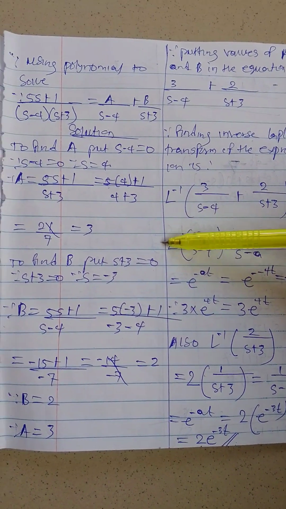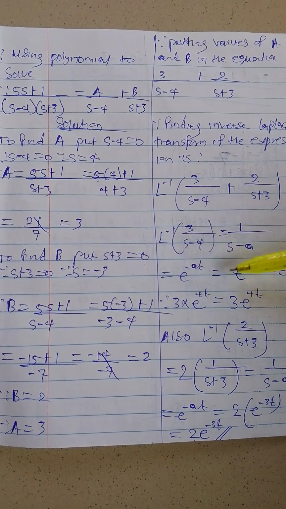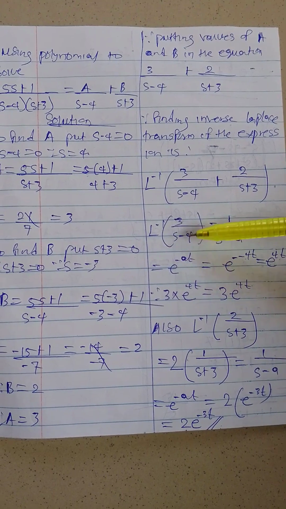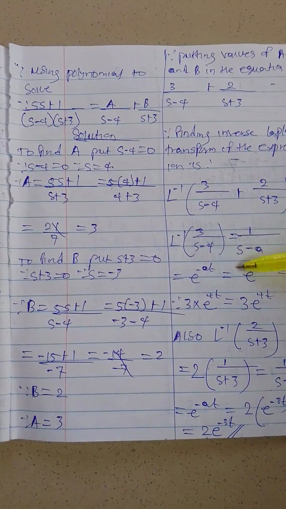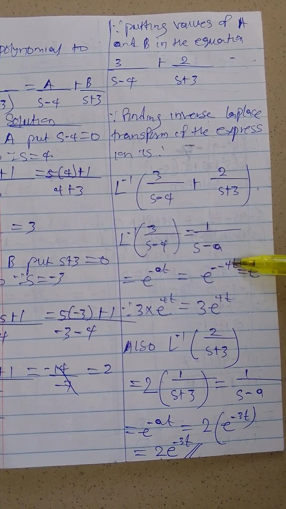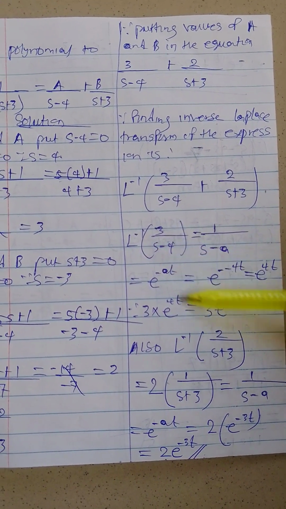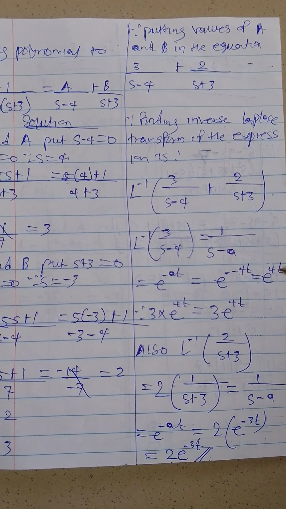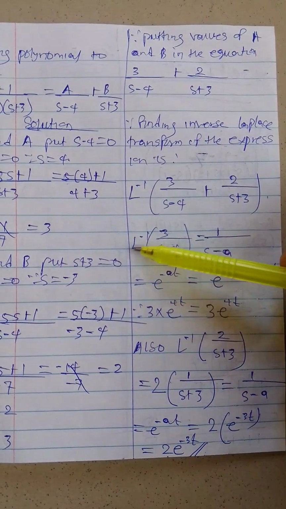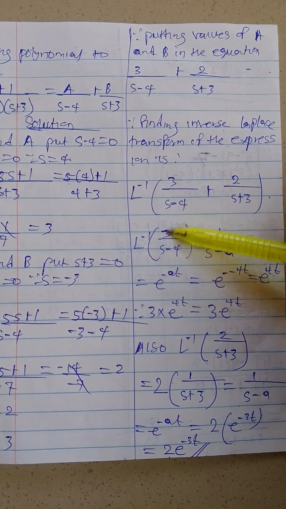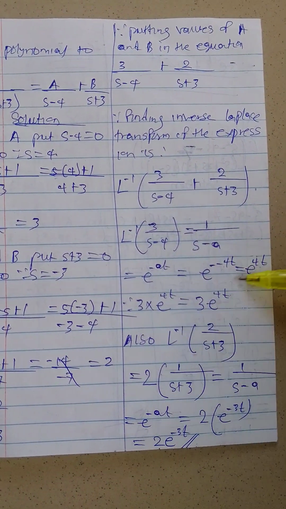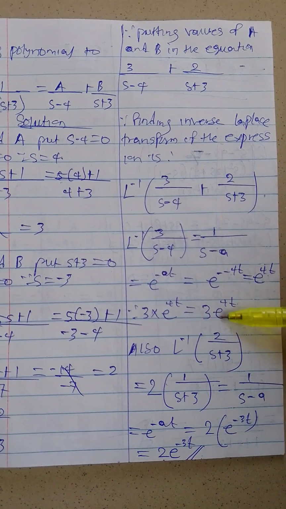Now the Laplace inverse of 3 over x minus 4 is always in the form of 1 over x minus a, which is equal to e raised to a t, where a is 4. So that becomes e raised to 4t. You always know that this 3 is being multiplied to it. If you remove this 3 and put it outside, it's the same thing as times. So that becomes 3 times e raised to 4t, which is 3e raised to 4t.